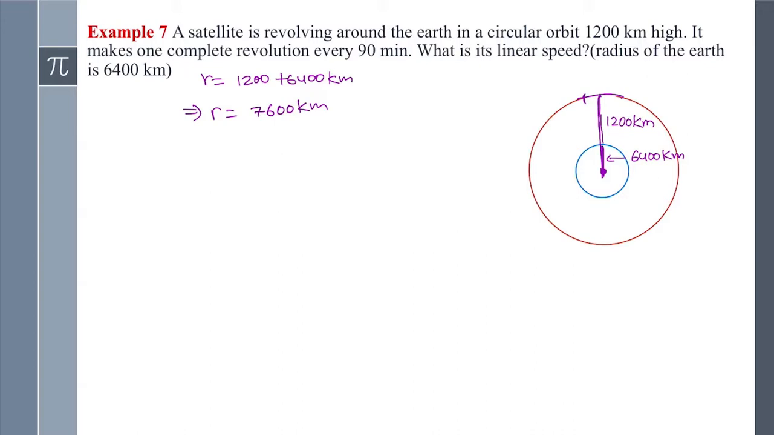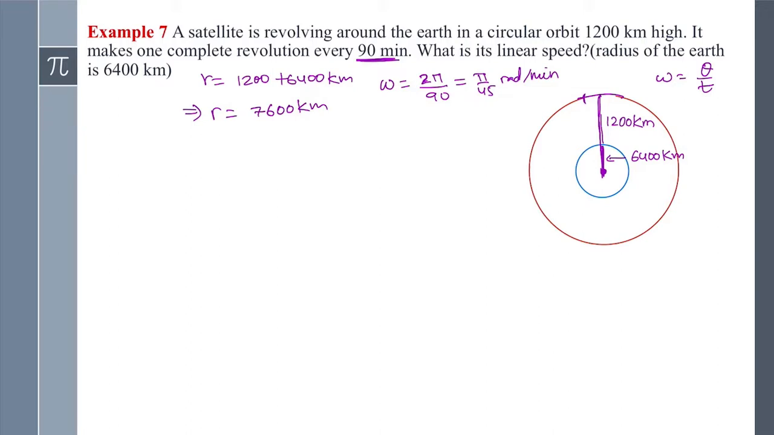Now, the next thing that we need here is the angular velocity, and we really have to be careful here. It says it makes one complete revolution every 90 minutes. So in one revolution, the angle that we go through is 2 pi. Remember the angular velocity is theta over time. So the angle that it goes through in 90 minutes is 2 pi divided by the time, 90 minutes, and that gives us pi over 45. This is radian per minute.